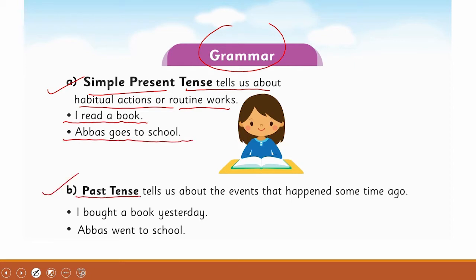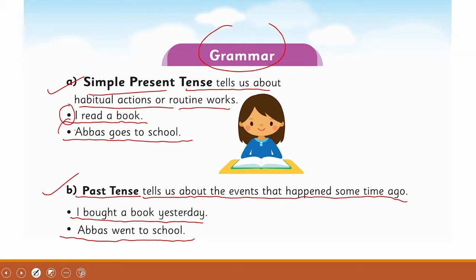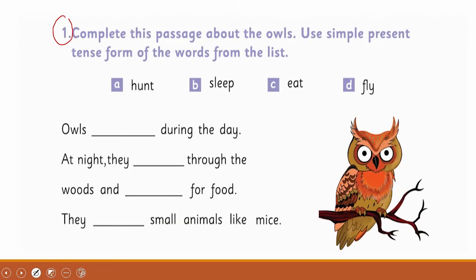Past tense tells us about the events that happened some time ago. I bought a book yesterday. Abbas went to school. I read a book. I read a book. Abbas goes to school. Abbas goes to school. I bought a book yesterday. I bought a book yesterday. Abbas went to school. Abbas went to school yesterday.